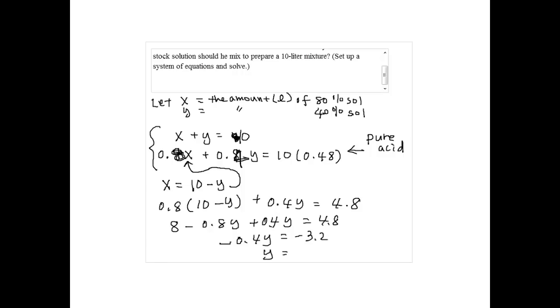So y equals 8. Since x plus y equals 10, x plus 8 should be 10, so x equals 2. So we have 8 liters of 40% solution and 2 liters of 80% solution.